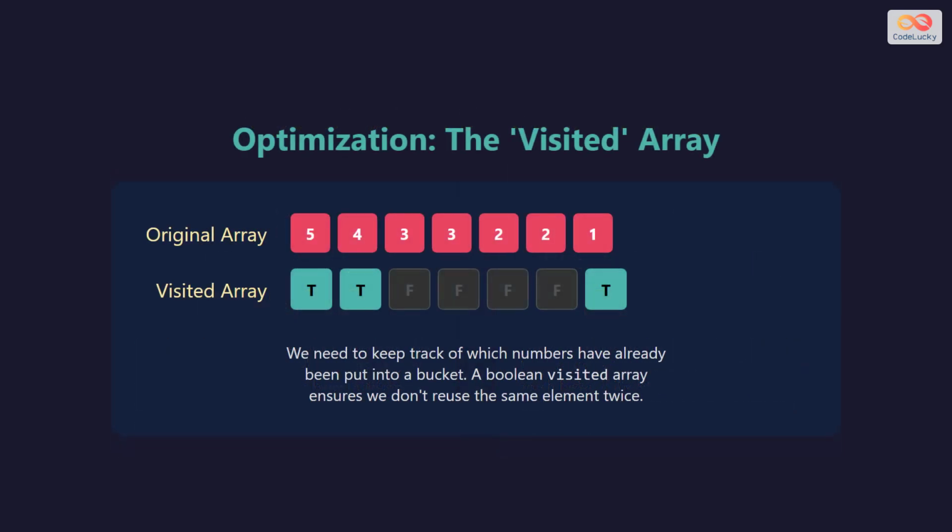Since we are reusing the main array to fill multiple buckets, we need a way to remember which numbers are currently in use. We maintain a Boolean array called visited. When we pick a number for a bucket, we mark it as true. When we backtrack and remove it, we mark it as false again.